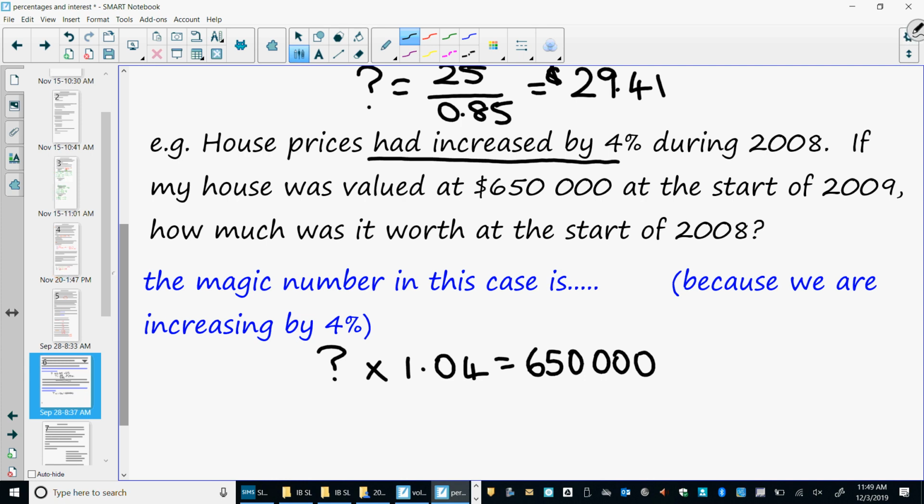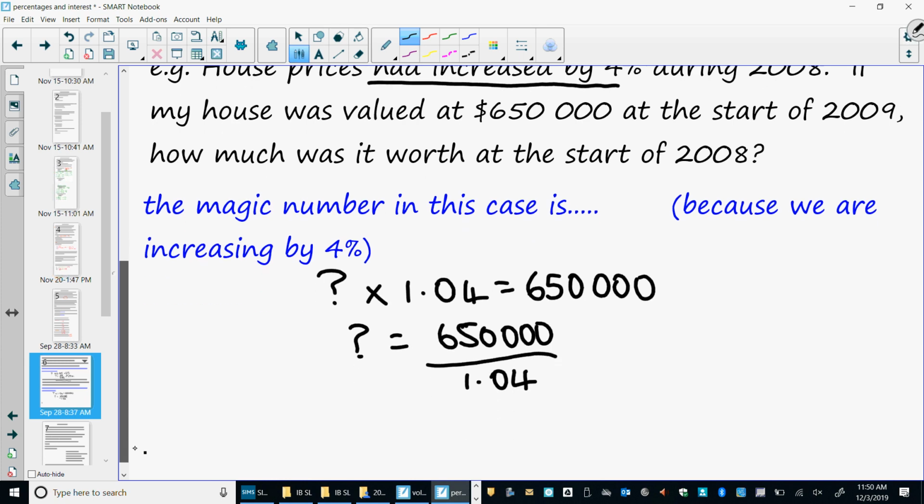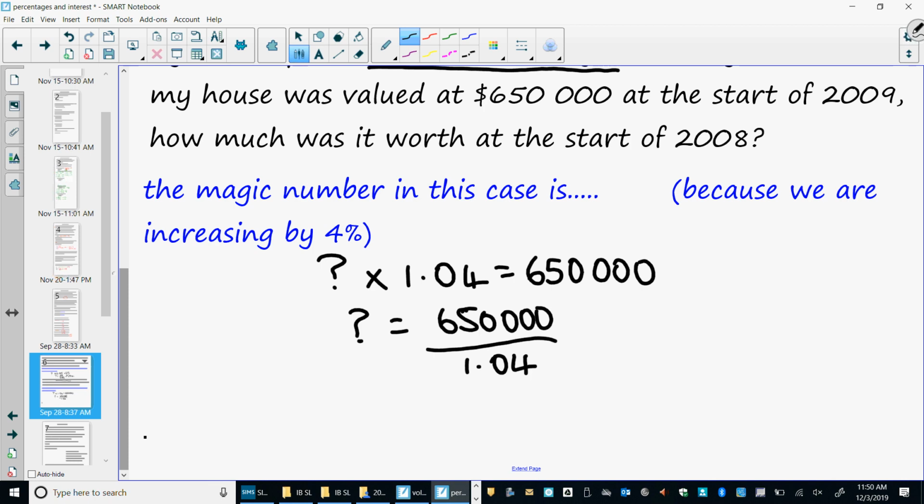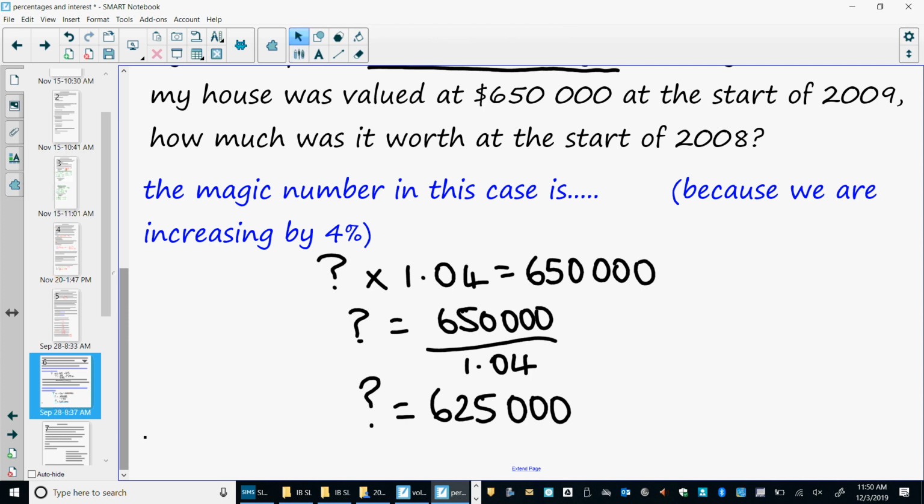So then our mystery number is going to be 650,000 divided by 1.04. Before we even do that, is my answer going to be bigger or smaller? Smaller, good, because it had increased. So what value is it? 625,000. Exactly, awesome. So that's how much the house was worth in 2008. So it would be dollars, yes.